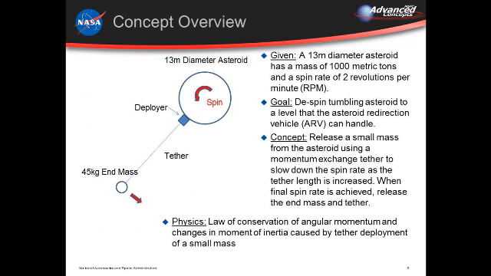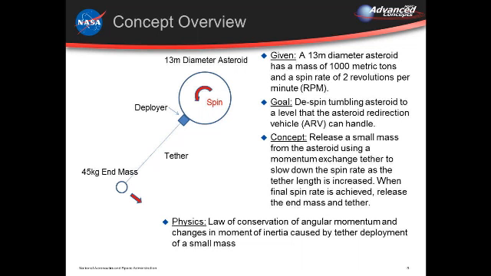Okay, so I haven't been fully involved with the asteroid retrieval mission. When we heard that this RFI was out, we just did a quick look to see, is there a possibility that could help take the spin out of the asteroid? We used 13-meter diameter, 1,000 metric tons, maximum 2 revolutions per minute, just to see what kind of tether length and size of end mass is needed.